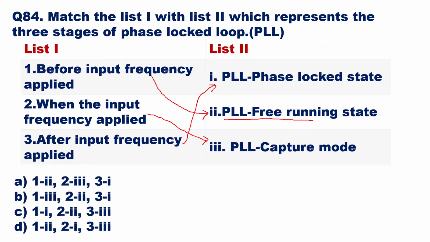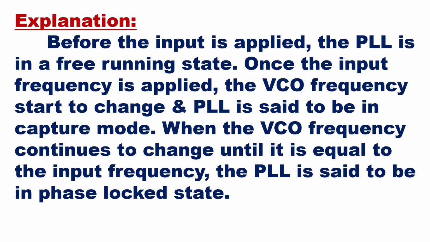So here, if you see the combinations in the answer, for number one, the second option of list two, for number two, the third option, and the number three, the first option, that means option A is the right answer. So option A is the correct combination of list one and list two. So here you can have an explanation of this. Before the input is applied, the PLL, that is phase lock loop, is in a free running state. This you have to remember for any other question asked on this topic.